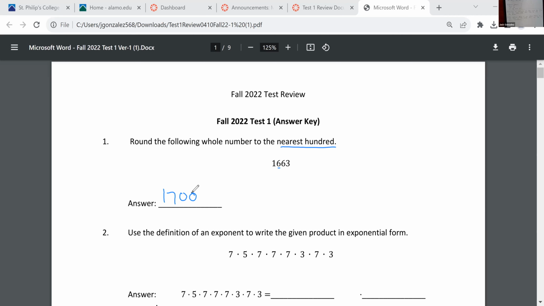Here we have repeated stuff. Before we move on, any questions on one? Okay. You remember rounding? We did it at the very beginning. Ready? This is exponential form, basically. That's all we're doing.